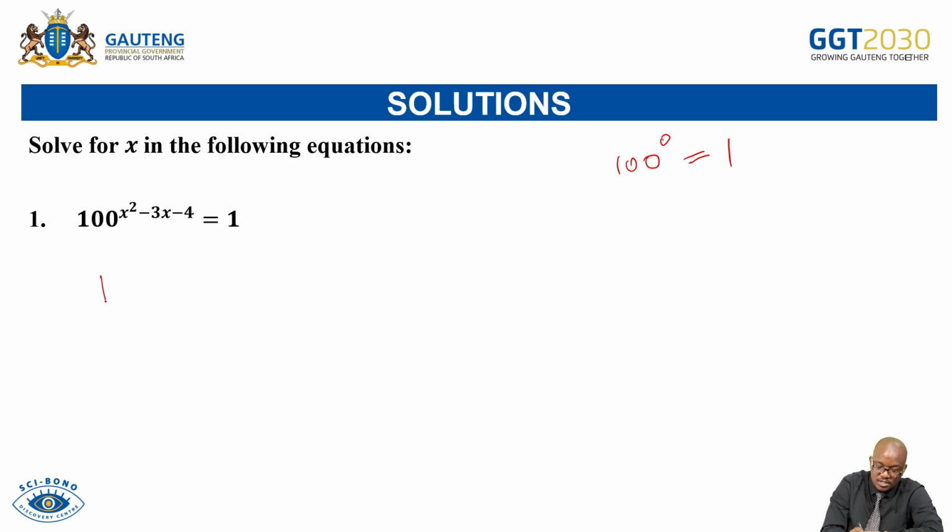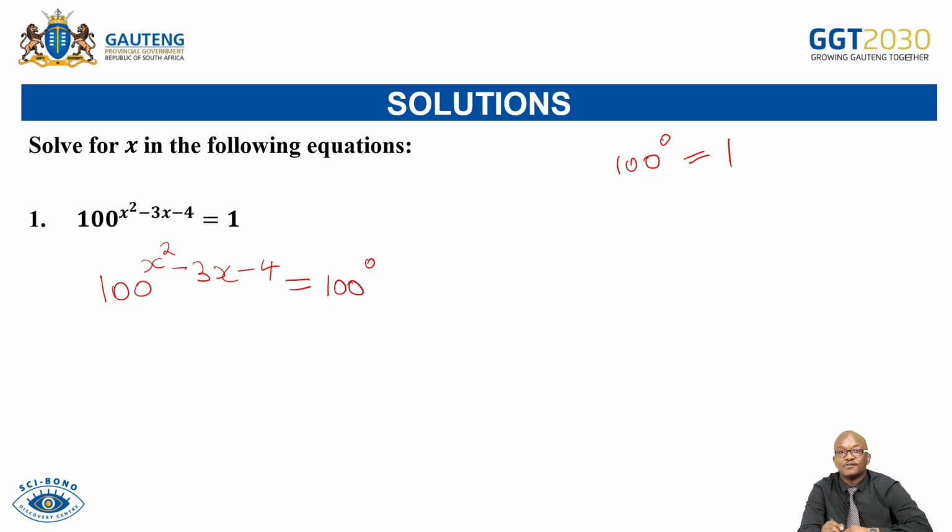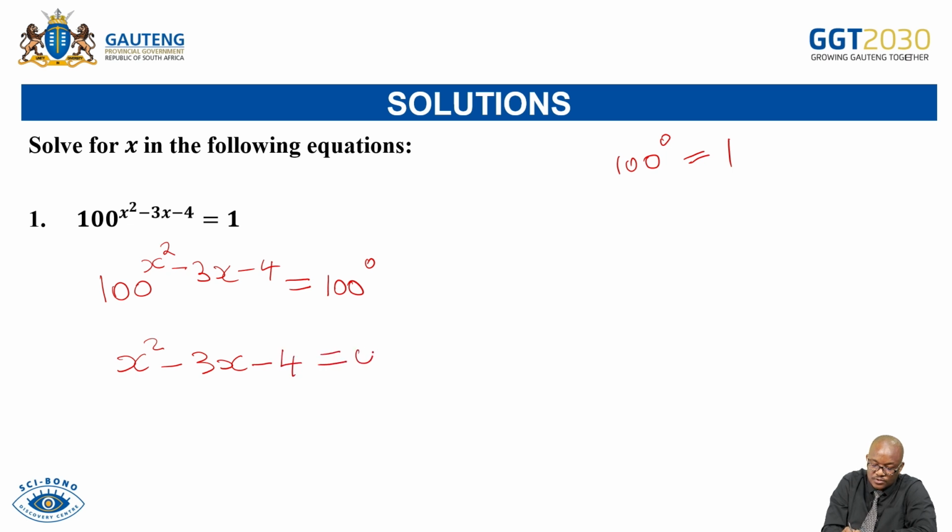So we are going to say 100 to the exponent of x squared minus 3x minus 4 is equal to, instead of writing 1, I can write 100 to the exponent of 0. So now that the bases are the same, we can equate the exponent. It means it's going to be x squared minus 3x minus 4 is equal to 0.